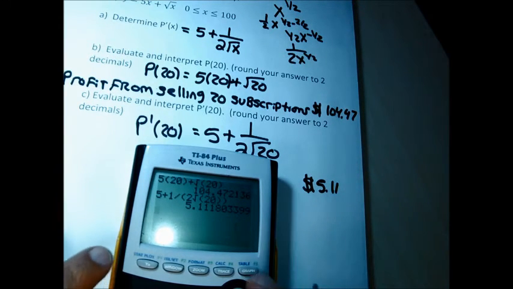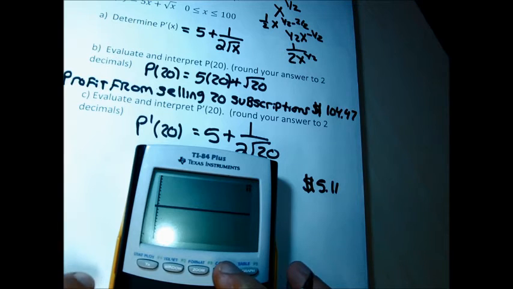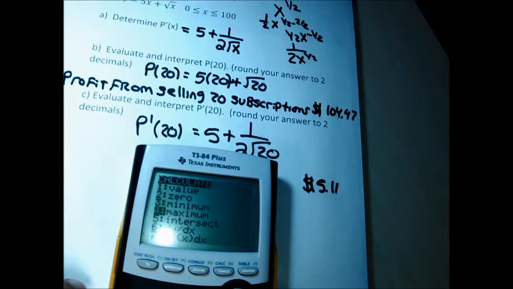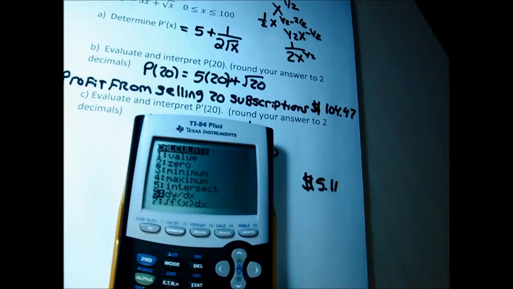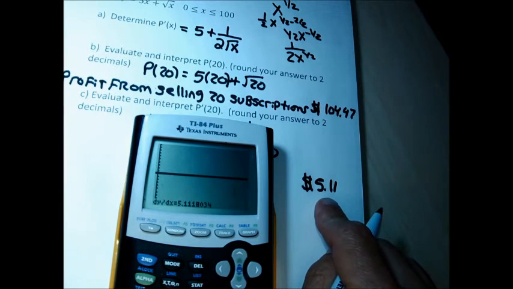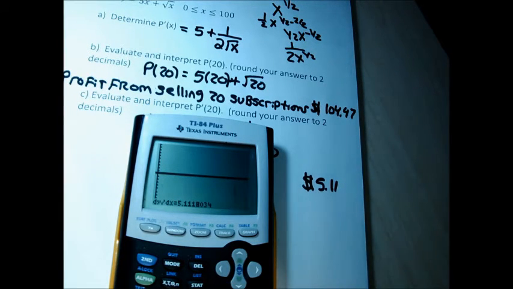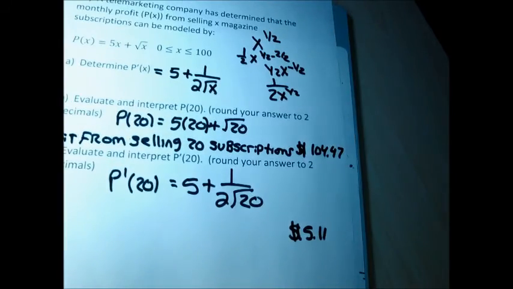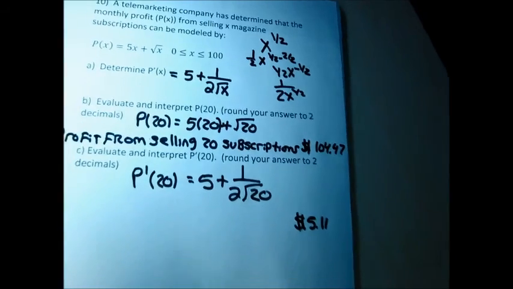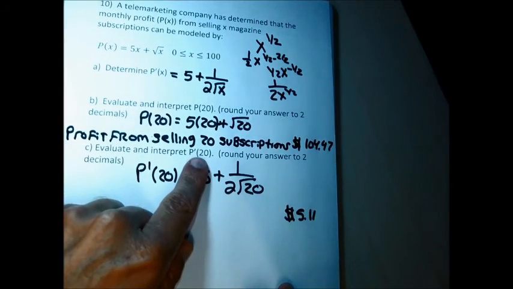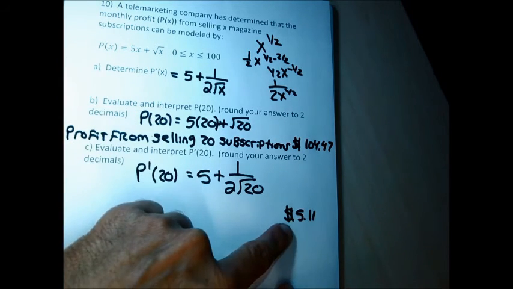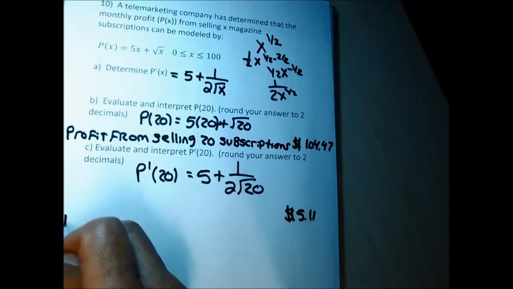From the graph screen, I could have done second calc, went down to dy/dx, typed in 20. I'll get exactly that same number. So they're consistent with each other. For me, it's easier to use the y equals screen. So I've finished problem C in terms of the number, and then the interpretation is the profit from selling the 21st subscription is $5.11.